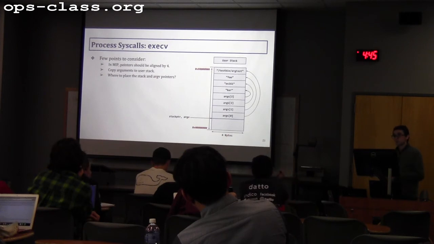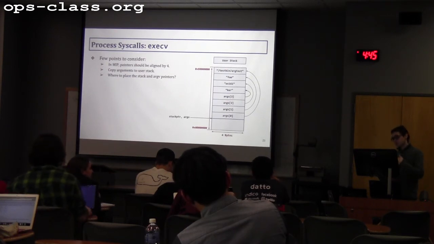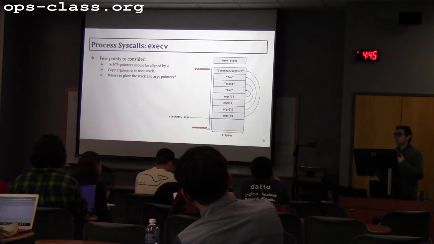Yes? How do we make sure that it's 4 bytes? Should we just divide the address by 4 and check the remainder? Let me explain this, and I think you'll get your answer. To put it in a simple way, you have a stack. How should you place this stuff?